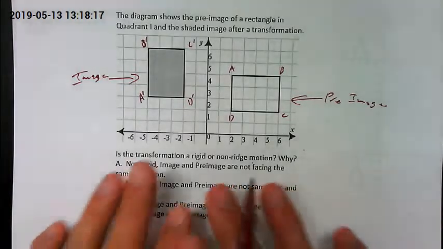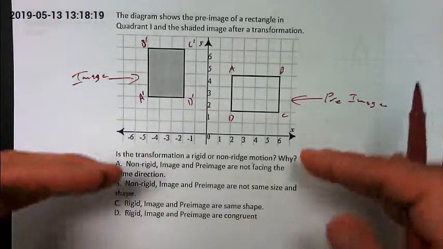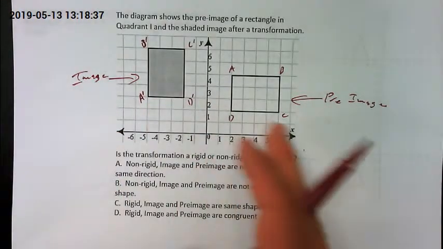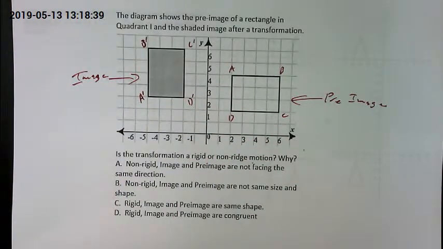Now, on here, it's a pretty generic question. First thing they want to know, is it rigid or non-rigid? That's what all the answers have in it, right? So, rigid or non-rigid? Rigid. Why do you say rigid? Because the size doesn't change. Is it still the same shape? Yeah. But it's not facing the same direction. It's a rotation. Okay, so again, it doesn't have to face the same direction.